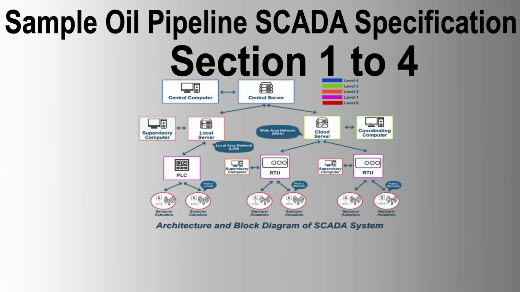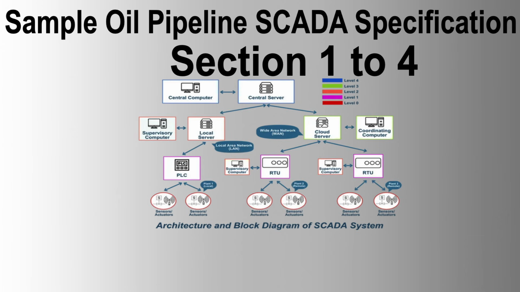4.9.2 SIS SCADA Functionality. The system shall provide functionalities such as emergency shutdown, ESD, safety interlocks, and alarm handling. 4.9.3 SIS SCADA Operator Interface. The operator interface shall display safety-related information and allow control of SIS functions.